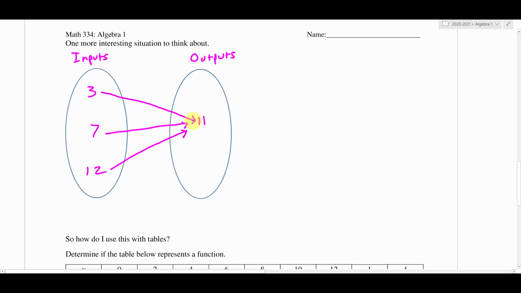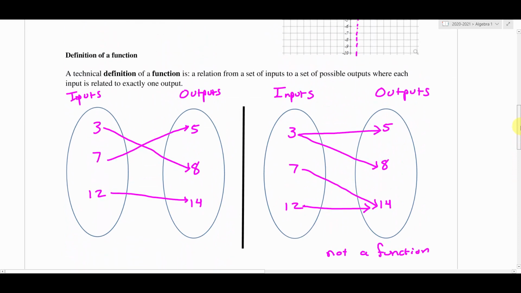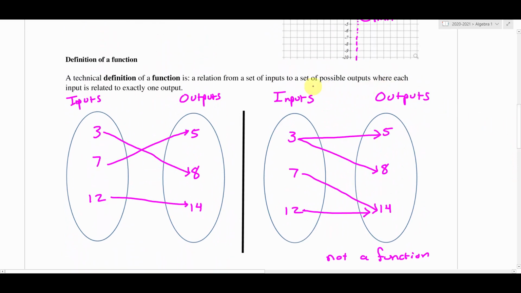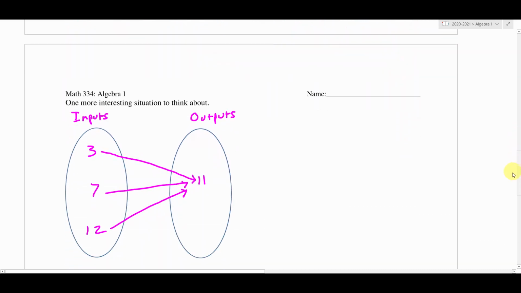The question is, is that a function? And if we think about our definition, right? So I'm going to go back up here and just look at my definition for a second. It says each input is related to exactly one output. Each input has one output.